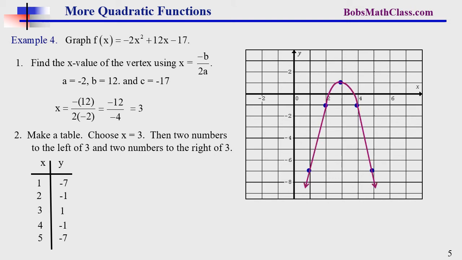And you can see that this parabola does open downward, and that makes sense because the value of a was negative. It was a negative 2. That tells us that this parabola opens down. If it was a positive value in front of the x squared, the parabola would open up. And it's a little narrower than our basic function, f of x equals x squared.